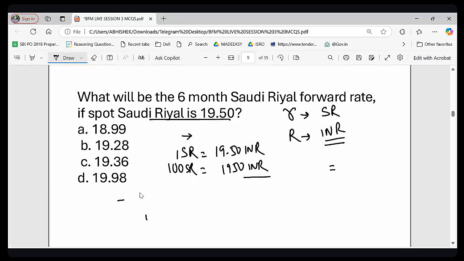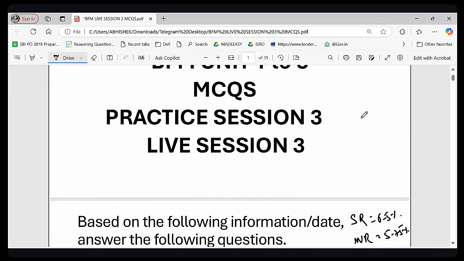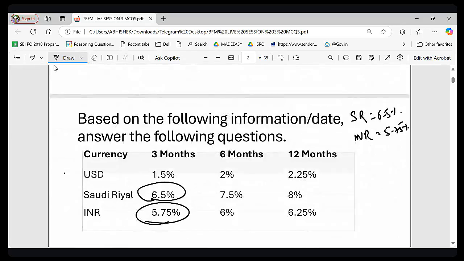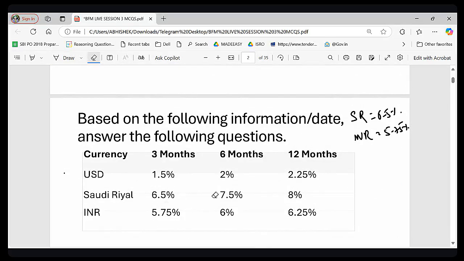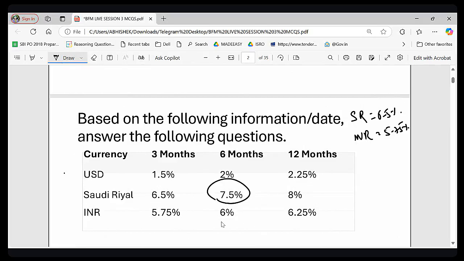So it's quite simple. You just multiply 100 multiplied by, okay, let me show you the table again. Let me show you this particular table. But now the question is for 6 months. So you can easily see that for 6 months, the rate of interest is 7.5% and 6% respectively, right? So we will use this data. For Saudi Riyal, it is 7.5%, and the interest rate for Indian rupees is 6%.